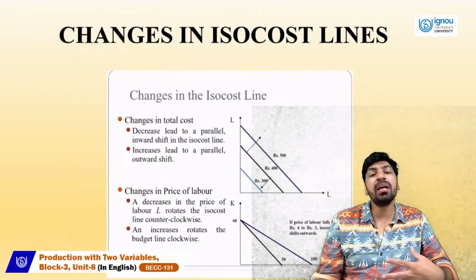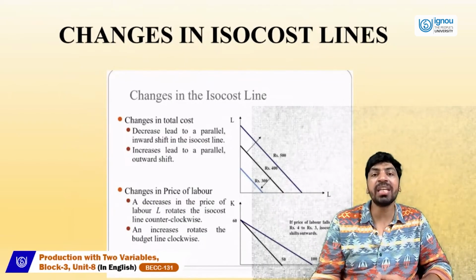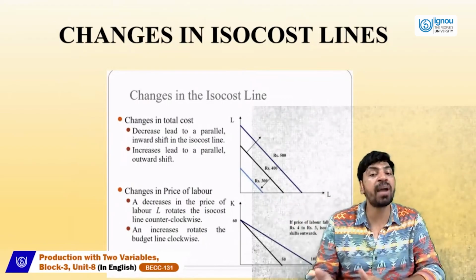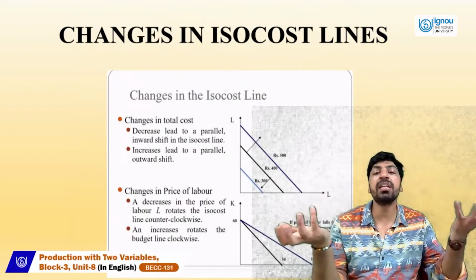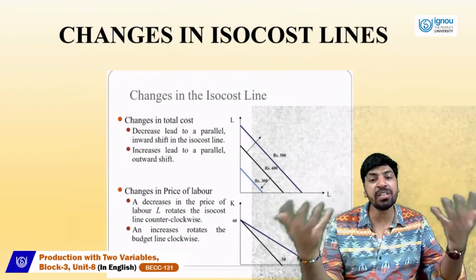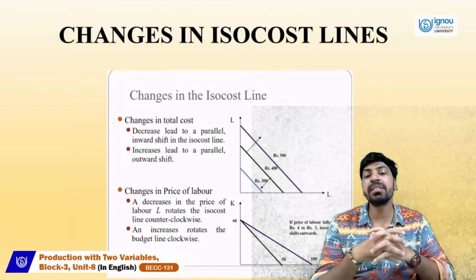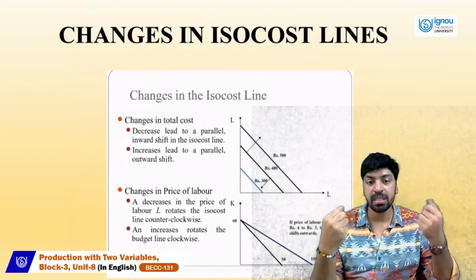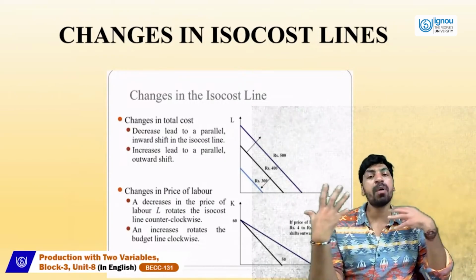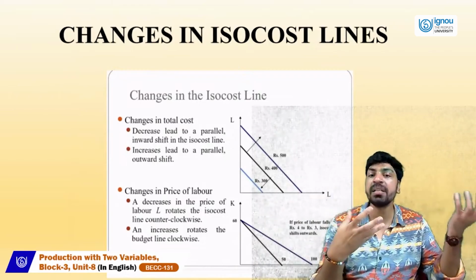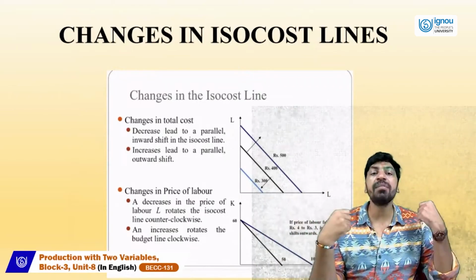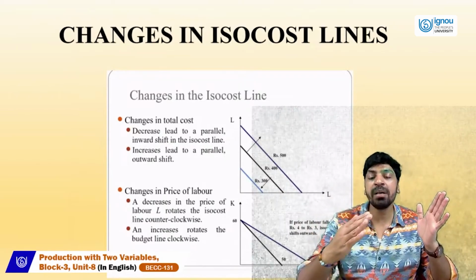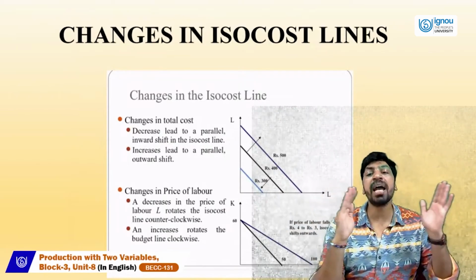Next, on what basis do the changes occur in the isocost line? If there are any changes in the prices, there is a shift in the isocost line. If there is any change in the price of labor, as I've taught, there is a parallel shift of the isocost line. That means wages. If we talk about labor, we talk about wages. If we talk about capital, we talk about interest. So when we talk about the total cost, there is a rightward shift and a leftward shift.